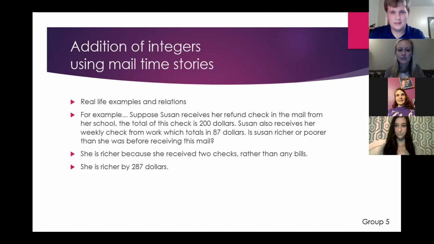Susan also receives her weekly check from work in the mail, and this totals $87. And the question is, is Susan richer or poorer than she was before receiving this mail? We know that she is richer than she was because she receives 2 checks rather than any bills, and she is richer by $287.